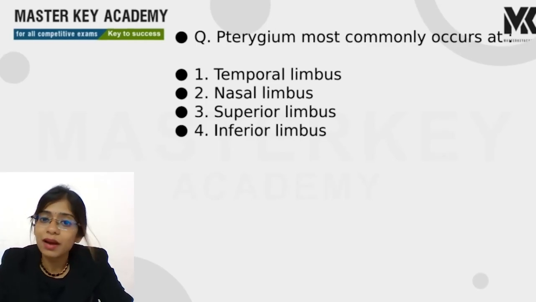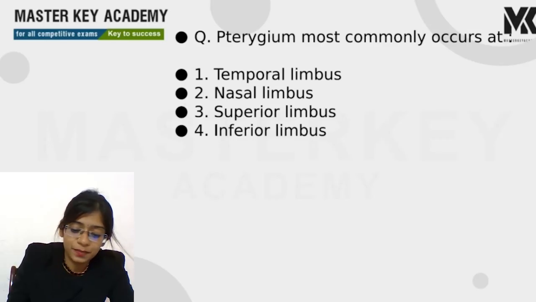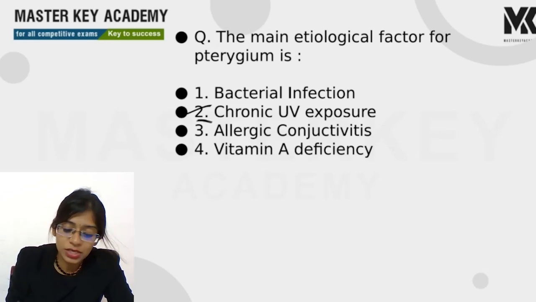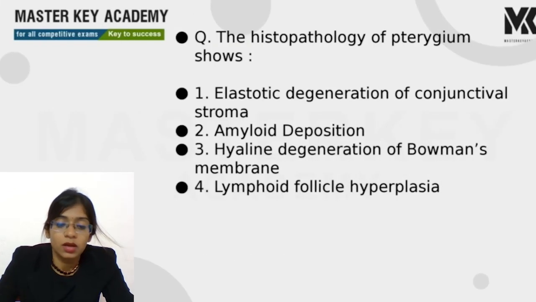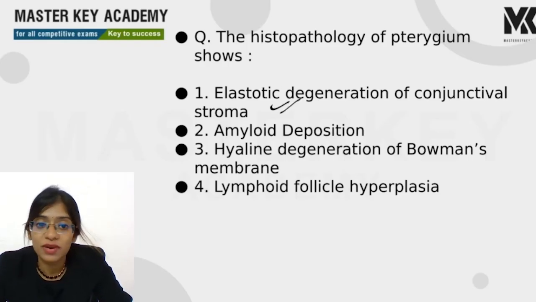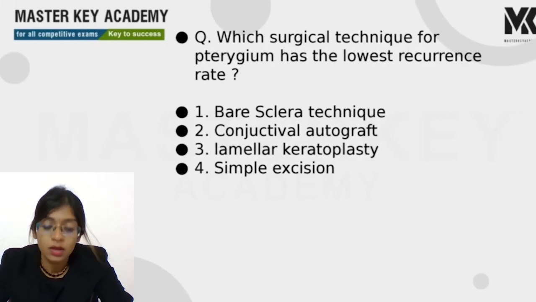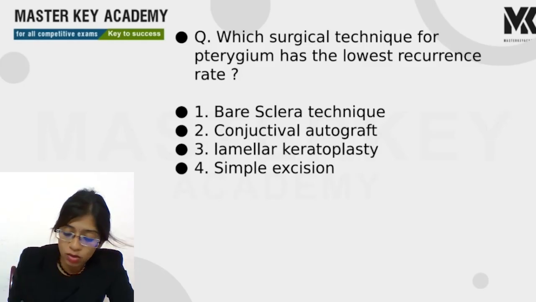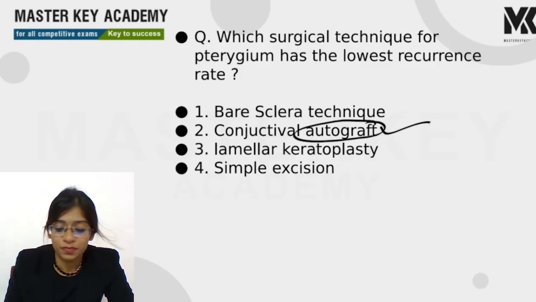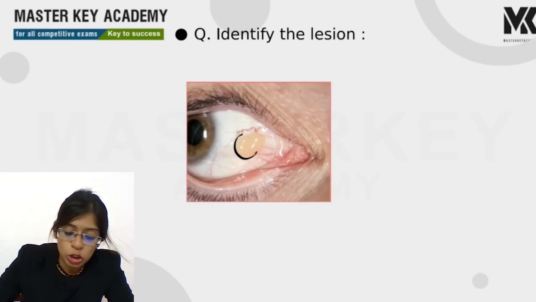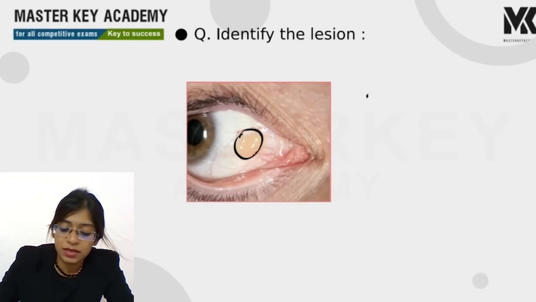Now let's start with questions. Pterygium most commonly occurs in the nasal area. The main etiological factor for pterygium is chronic ultraviolet radiation. The histopathology of pterygium shows, as we just learned, elastotic degeneration of conjunctival stroma. Which surgical technique for pterygium has the lowest recurrence rate? It is always autograft. Now you identify the lesion, guys. This small yellow lesion on the bulbar conjunctiva, it is what? Pinguecula.